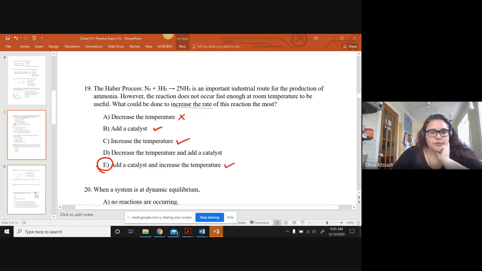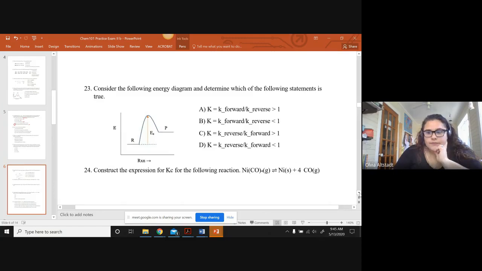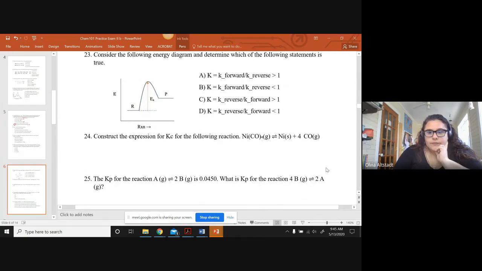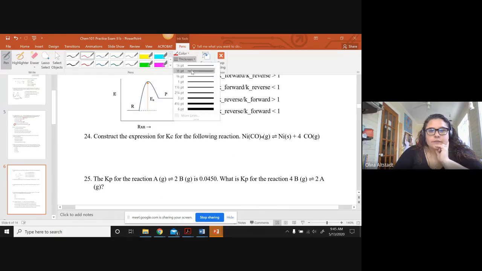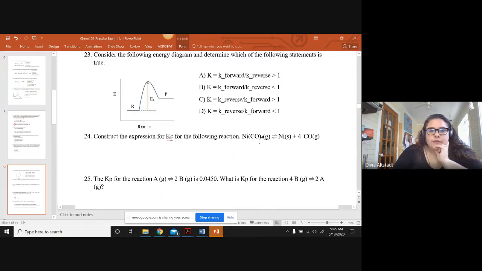I'm going to go to number 24. Okay. This says construct the expression for KC for the following reaction. So this is why I got confused with another exam, but this is what I was reviewing earlier, even though I was in the wrong problem. KC expressions, right, are equilibrium expressions.